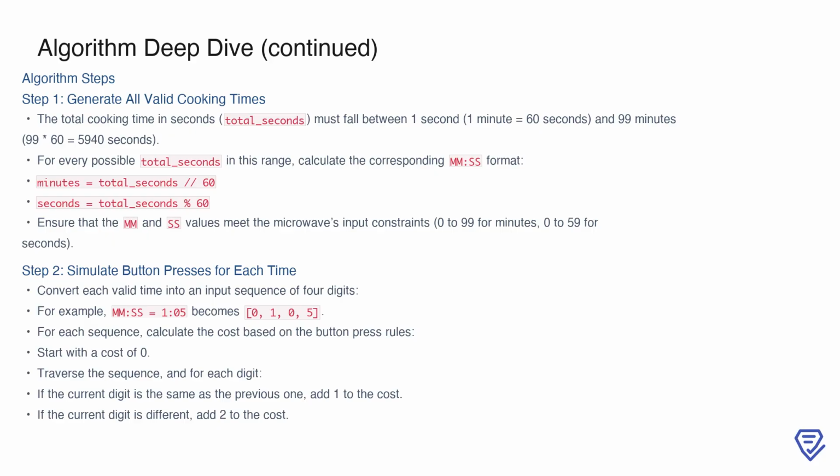Once we have valid times, the next step is to simulate the button presses for each time. Each valid MMSS time is converted into a 4-digit sequence, such as 1:05 becoming 0105. We then calculate the cost of entering each sequence. Starting with a cost of 0, we traverse the sequence digit by digit, adding 1 to the cost if the current digit is the same as the previous one, or 2 if it is different. This systematic approach ensures that we consistently calculate costs for all possible valid times.